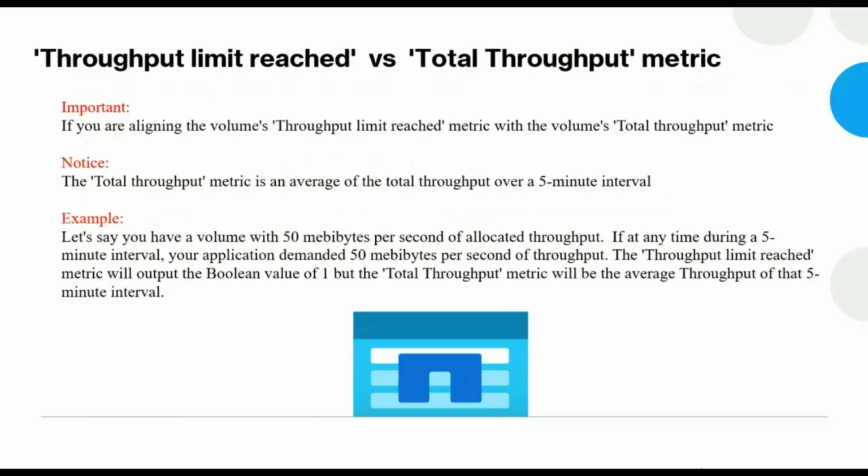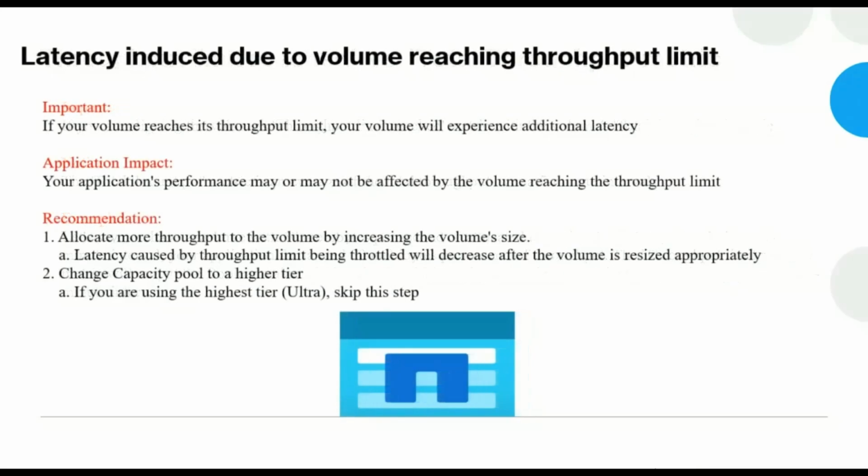It is important to understand that if you are aligning the throughput limit reached metric with the volume's total throughput metric, the total throughput metric is an average throughput over 5-minute intervals. For example, let's say you have a volume with 50 megabytes per second of allocated throughput. If at any time during the 5-minute window your application demanded 50 megabytes per second of throughput, the throughput limit reached metric will output the Boolean value of 1, but the total throughput metric will be the average throughput of that 5-minute interval. Latency on the volume will increase due to the volume reaching its throughput limit.